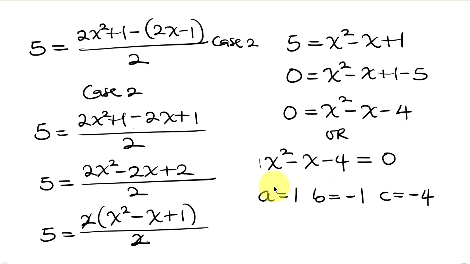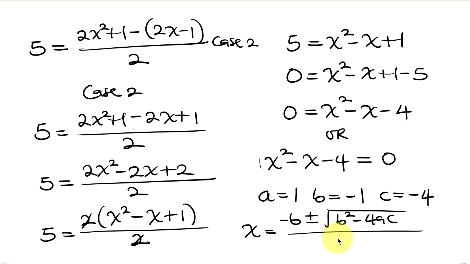And since we're looking for x, our quadratic formula will be negative b plus or minus the square root of b squared minus 4ac all over 2a. Very good. So now let's substitute into our quadratic formula.